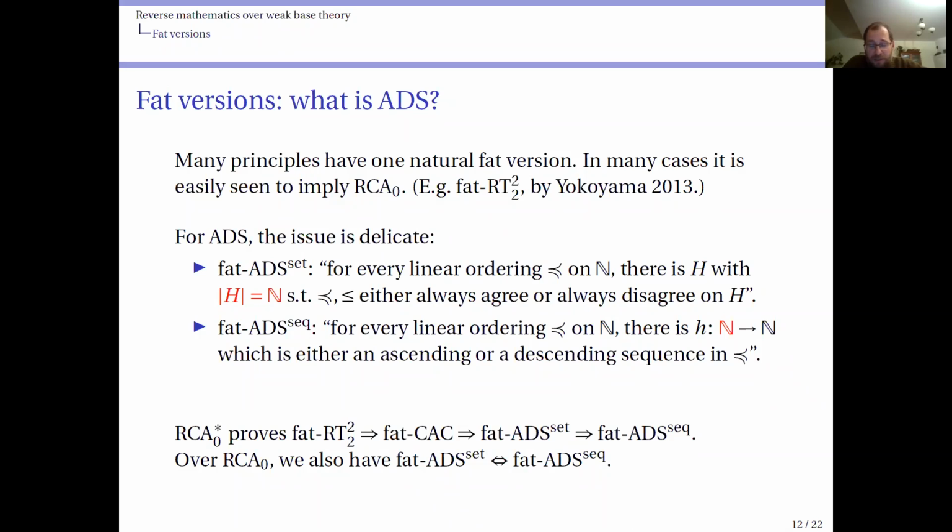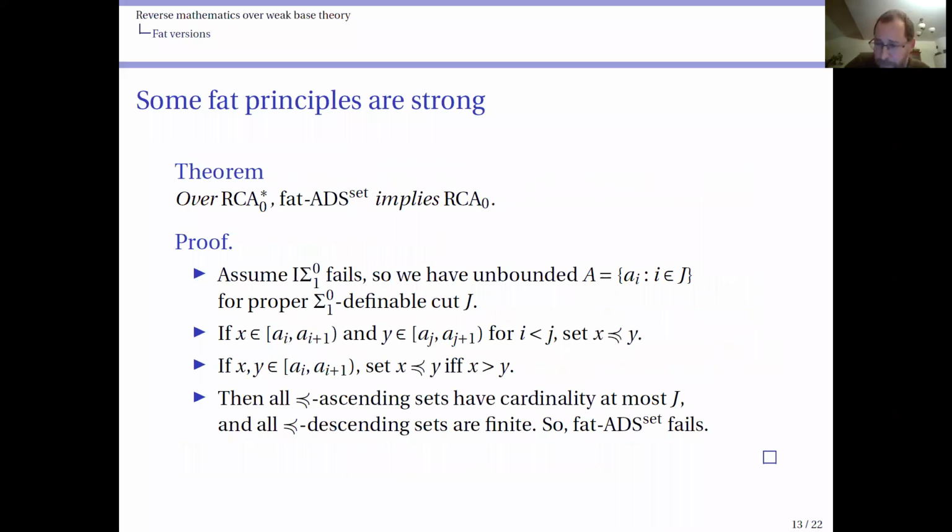It's easy to check even over our weak base theory that fat Ramsey implies fat chain anti-chain, which implies the set version of fat ADS, which implies the sequence version of fat ADS. These are pretty trivial, or almost trivial in most cases, to prove. And if you had the stronger base theory with sigma and induction, then the set and the sequence version of ADS actually coincide. So it's only a potential difference in our weaker setting. So let's discuss these versions of ADS, this fat ADS.